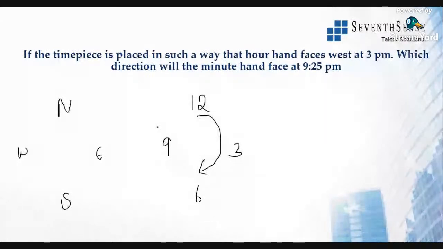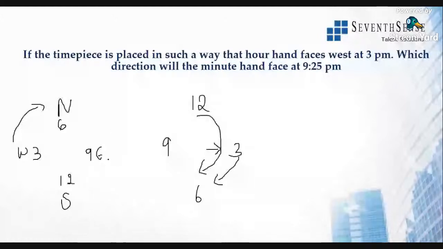All right. So now what are they telling? At 3 p.m., the hour hand faces west. So 3 becomes west, and 9 becomes east. Now what are they telling? Clockwise direction after 3 it is 6. So clockwise direction after 3 it is north, which is 6 here and 12 here.